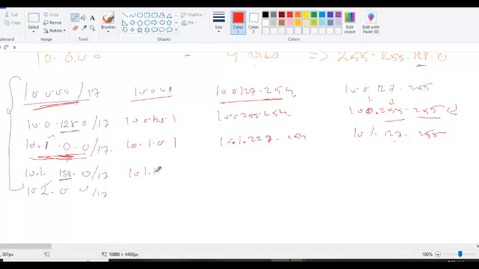10 dot 1, here you see you have 2, which means 10.1.255.255. If you have this, only then you will get this one as the next network, isn't it?